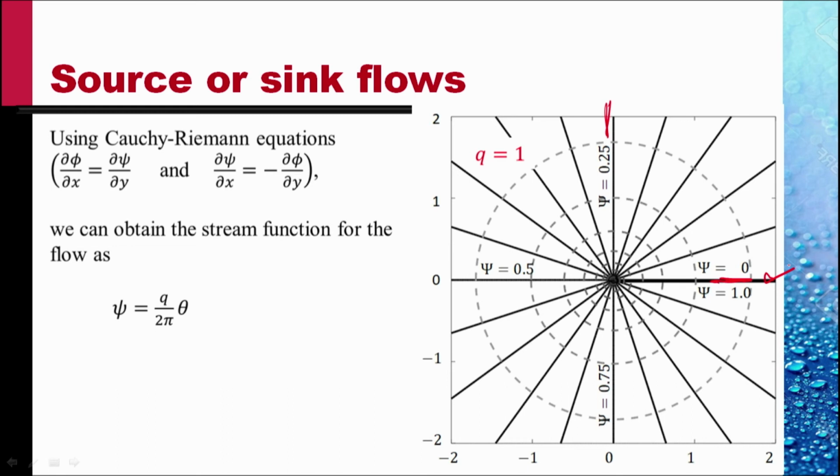Velocity outwards for a source and the velocity inwards for a sink when the value of q would be minus 1.